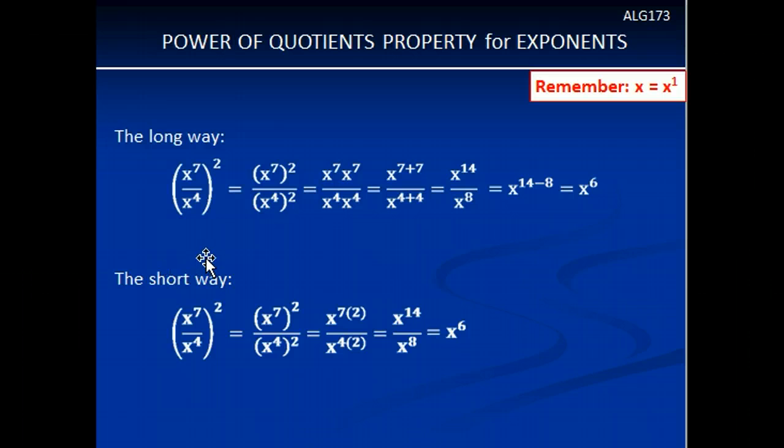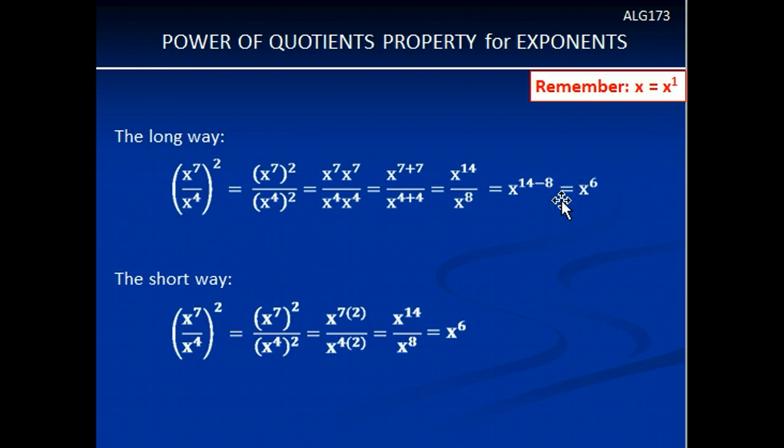Here's what it looks like the long way without jumping right to our property. If we have x to the 7th squared, that means we have 2 x to the 7ths right here. If we have x to the 4th squared, that means we have 2 x to the 4ths. So here we have x to the 7 plus 7 over x to the 4 plus 4, which is x to the 14 over x to the 8, which is x to the 14 minus 8, which is x to the 6th.